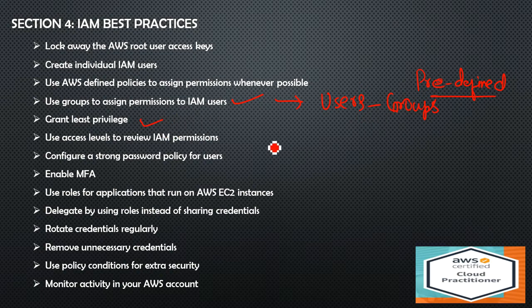Grant least privilege, as I said. So if someone needs a developer permission kind of thing, give them only that permission. Don't give them access to EC2 or to the storage, something like that. Use access levels to review IAM permissions. So you can use the access level to review the IAM permissions, and you can view these access levels.